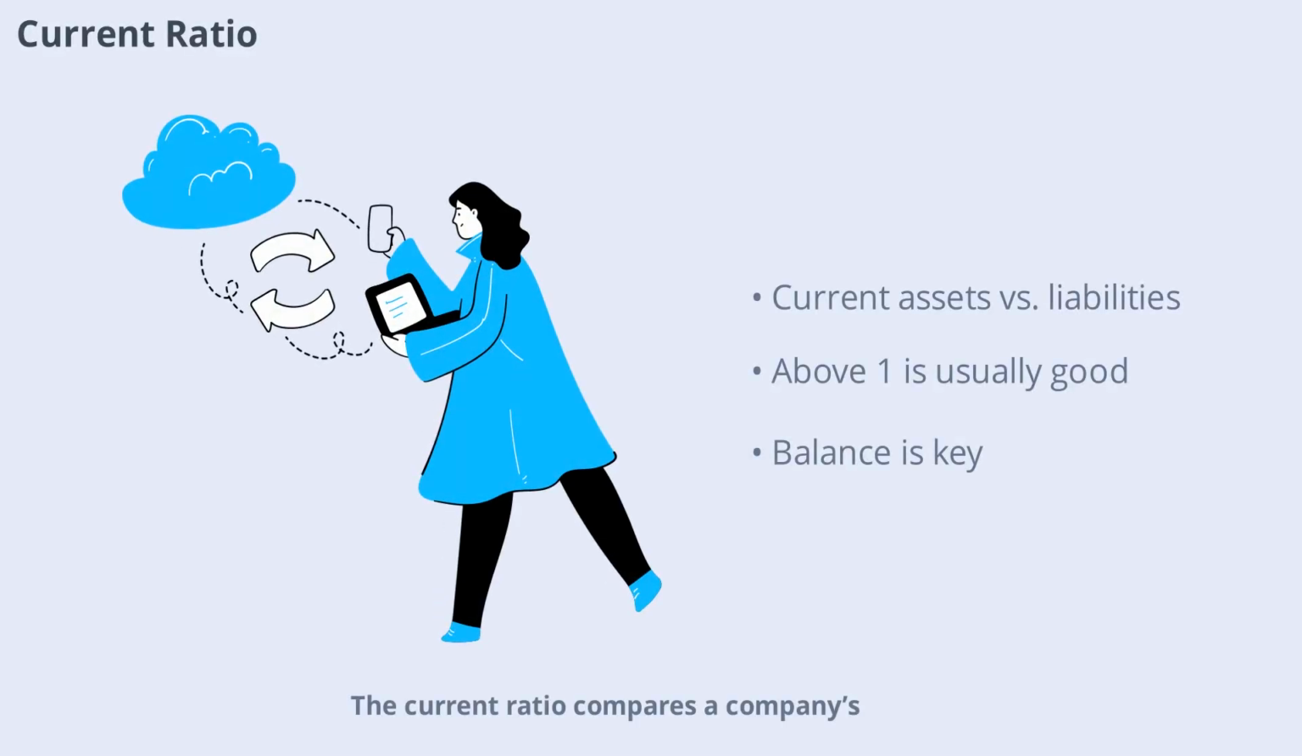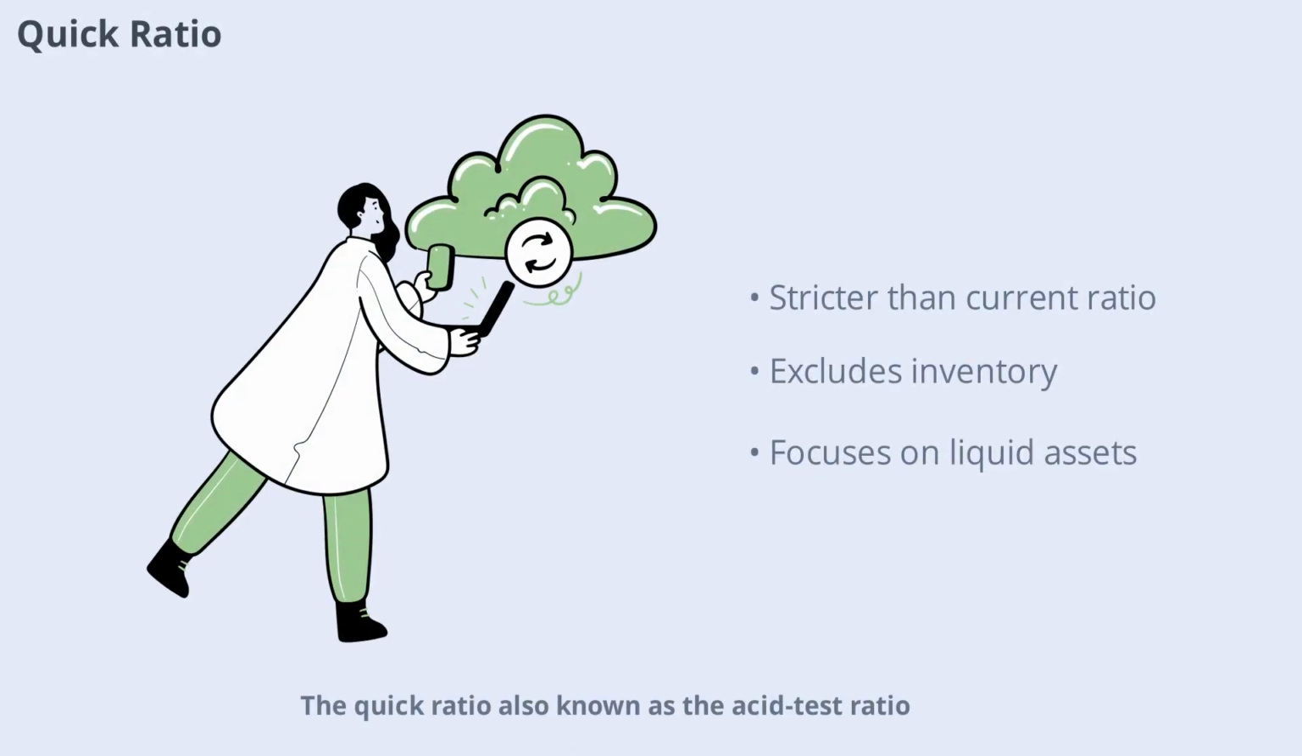Current ratio compares a company's current assets to its current liabilities. It's calculated by dividing current assets by current liabilities. A ratio above 1 means the company has more assets than debts due soon, which is generally positive. However, a very high ratio might suggest unused resources. It's all about balance.